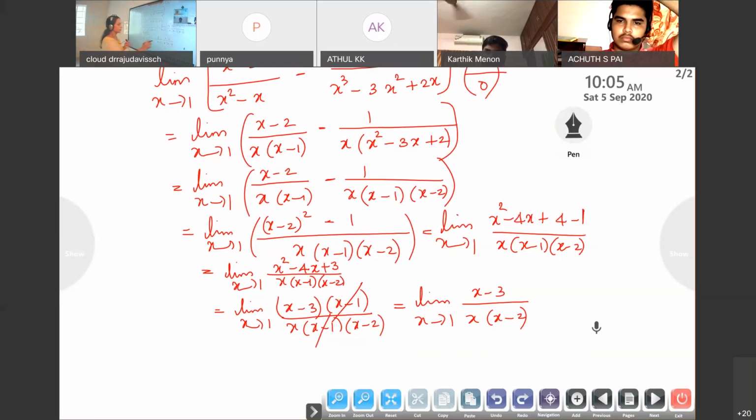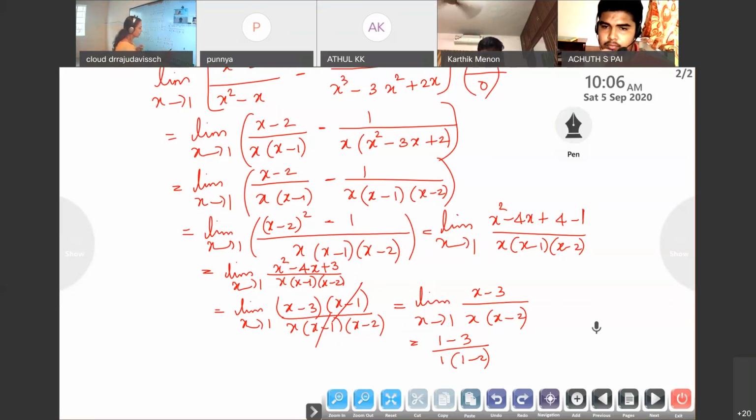So now you put x is equal to 1. When we substitute x is equal to 1, what will we get here? 1 minus 3 by 1 into 1 minus 2, which is the same as negative 2 by... what is the final answer? Can you give the answer, children? Negative 2 by negative 1, which is 2. Is it okay?